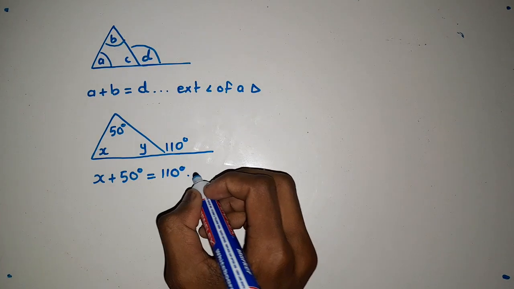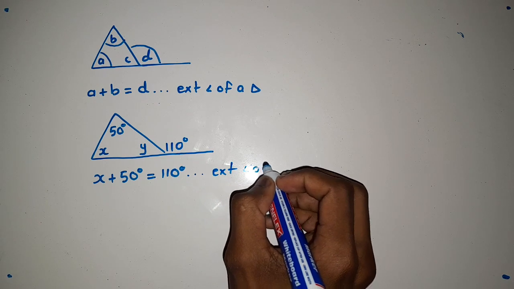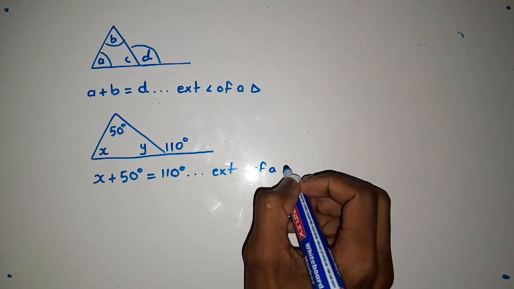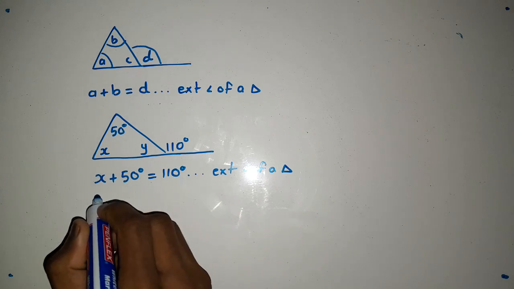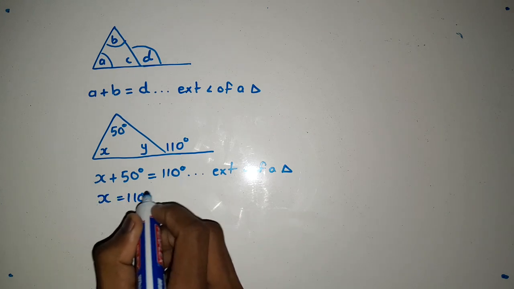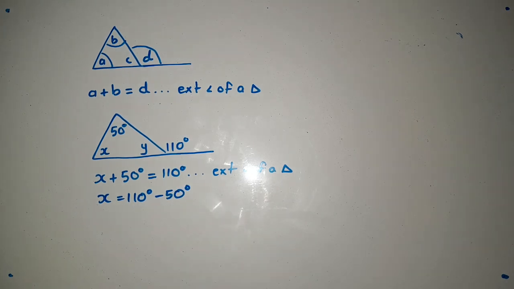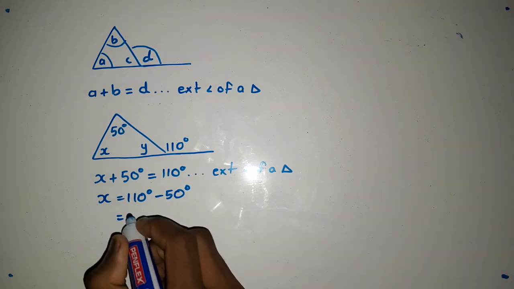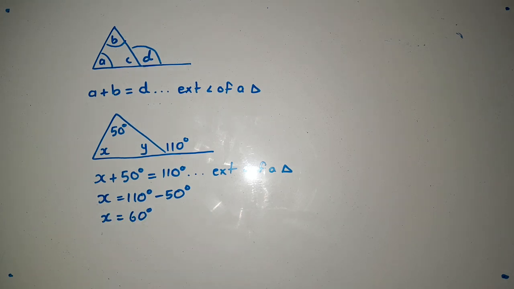Then the reason: exterior angle of a triangle. Then we take 50 to the other side. 110 minus 50 degrees. 110 minus 50, we must get 60 degrees for x. You see? Now we know the value of x, that is going to be 60.